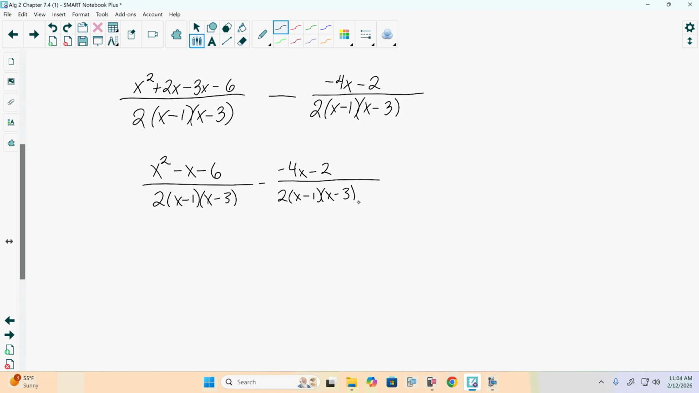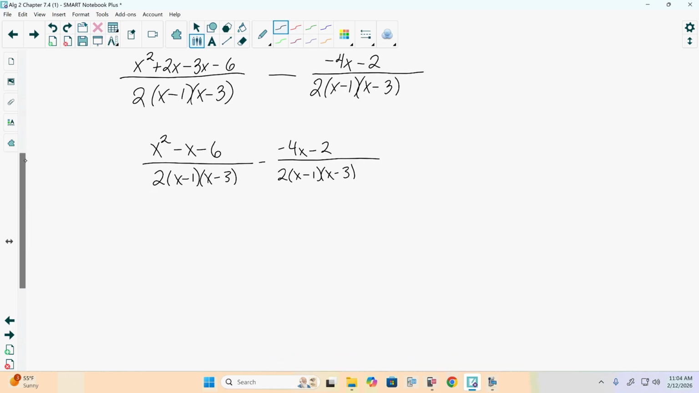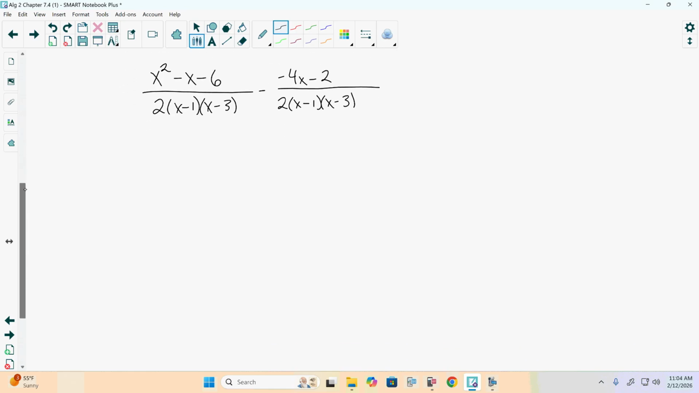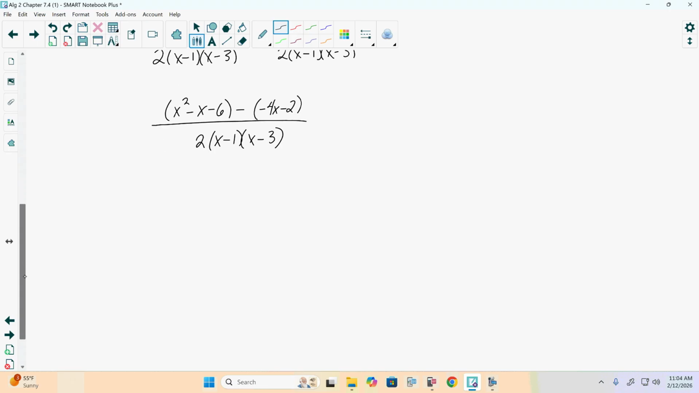Negative 3x plus 2x, or 2x minus 3x, will give us negative x. 2 minus 3 is negative 1. Questions on this here before we subtract? Denominators are the same, so we can subtract the numerators. Put them on the same fraction, and we're going to subtract.